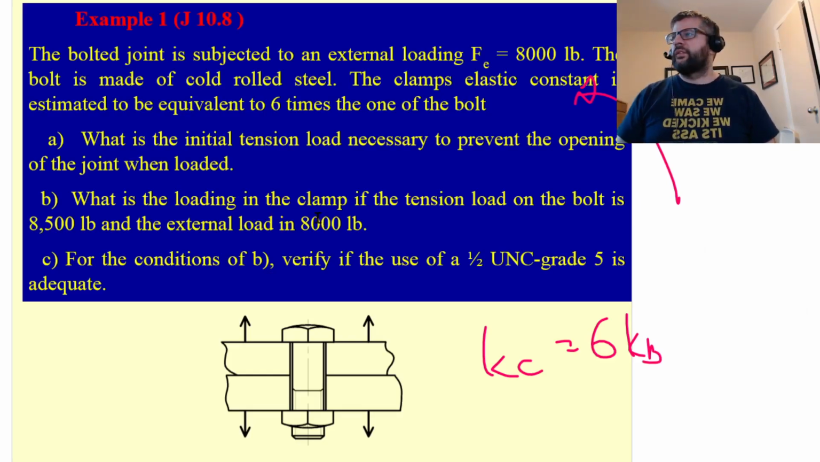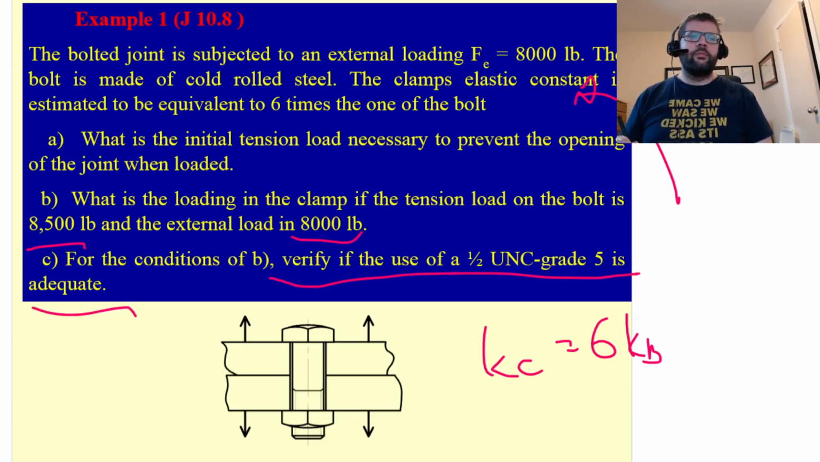So what we need to determine here is what the initial tension load needs to be to prevent the joint from opening when loaded. And then the clamping force, basically, if the tensile load on the bolt is 8.5 kips and the external load is 8 kips. And then whether or not this particular grade of bolt would be adequate.